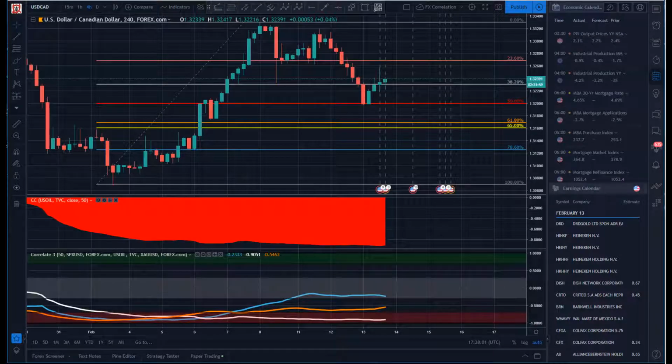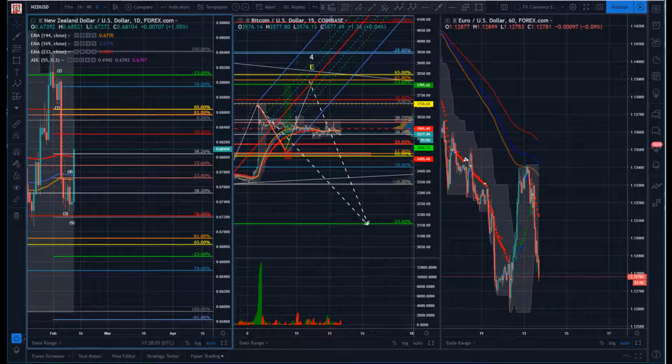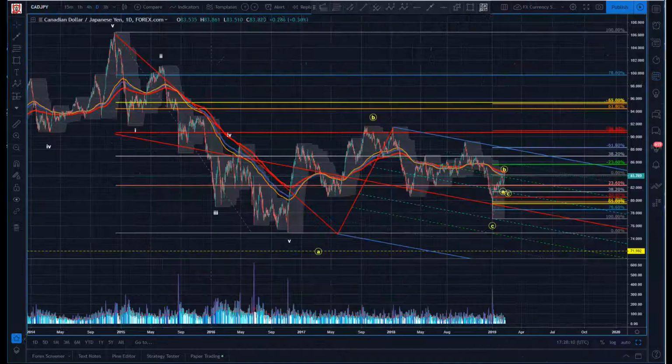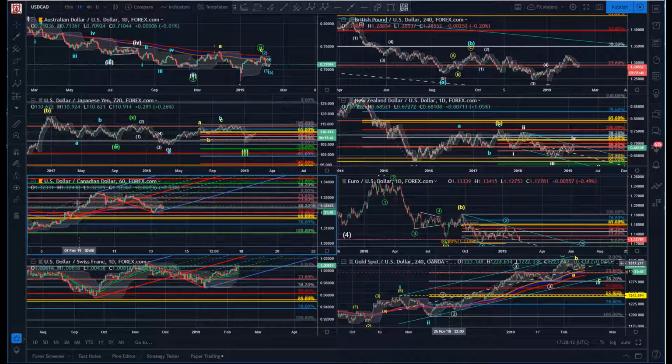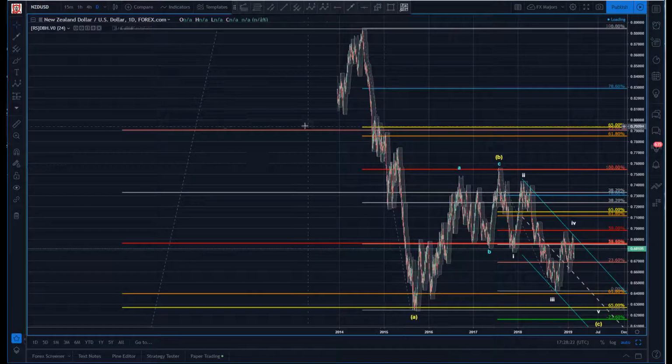Where did I have it? Let's see. Hang on. Let's go back here. No, where did I put it? Well, here, I don't want to digress too far because I'll screw us up here. That's what I was looking for. So here the New Zealand dollar. Right, here's the New Zealand over here. Okay, so I'm always going to have a count on this.